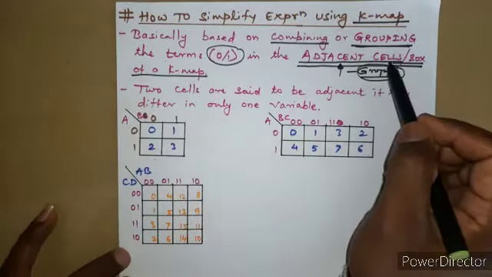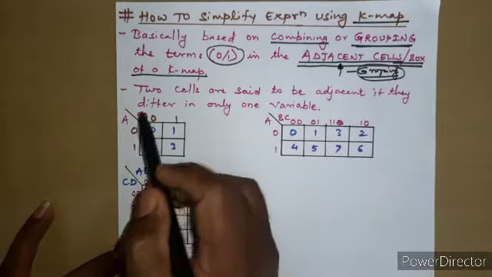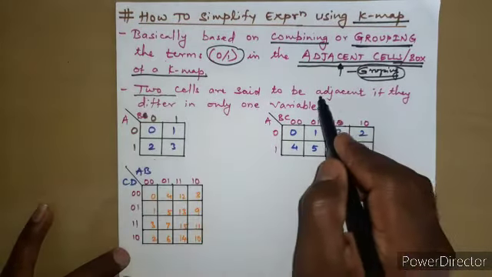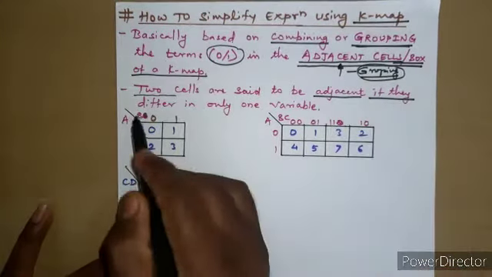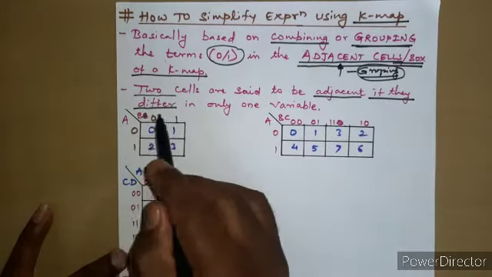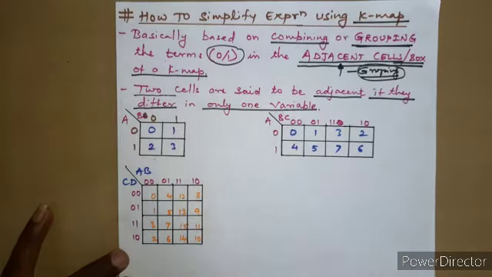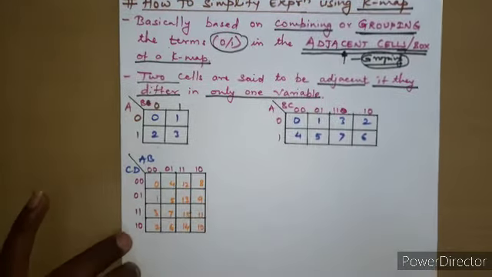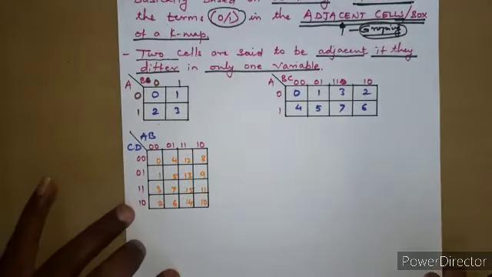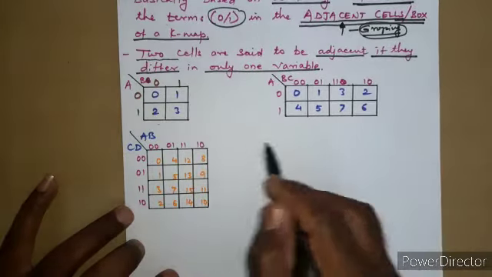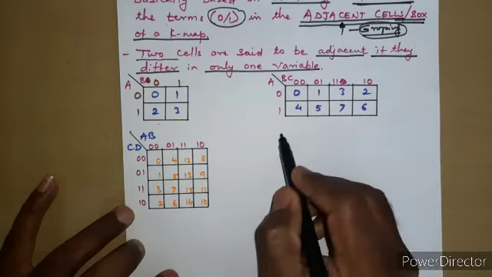Now what do we mean by adjacent cell? Very easy definition again. Two cells are said to be adjacent if they differ in only one variable. So if the difference between the two boxes or two cells is only one variable, then it is called an adjacent cell.